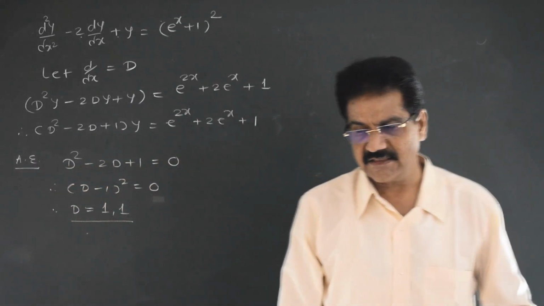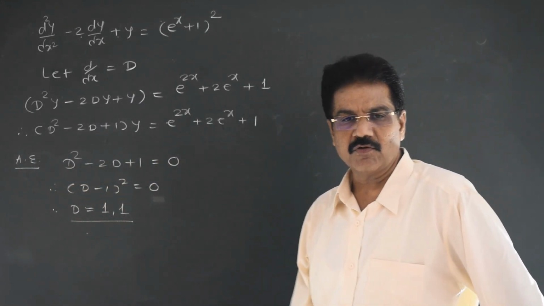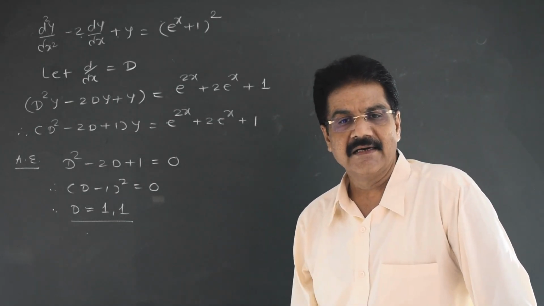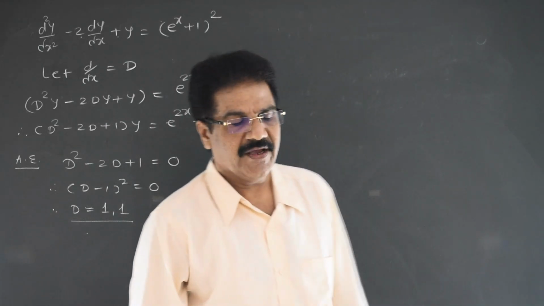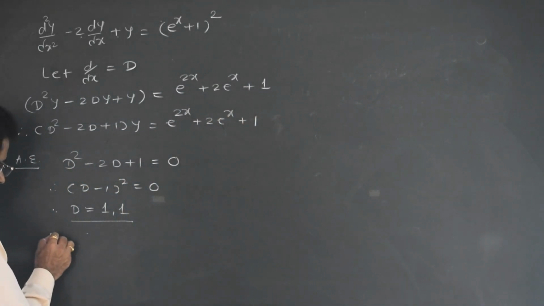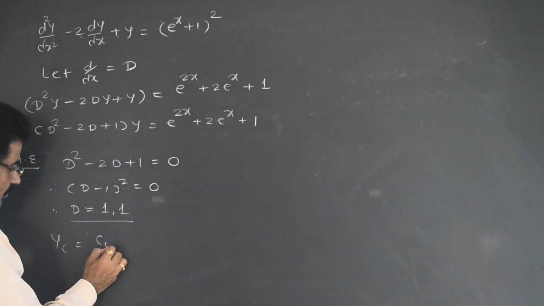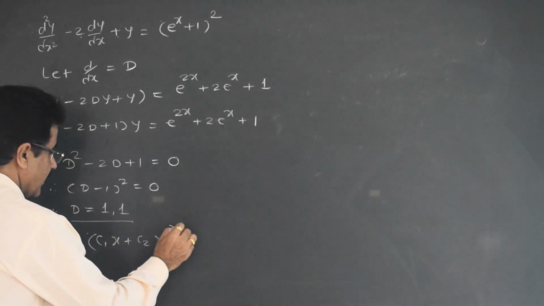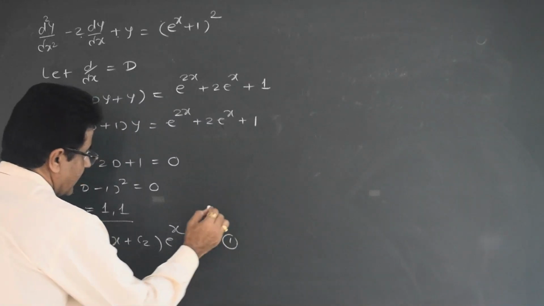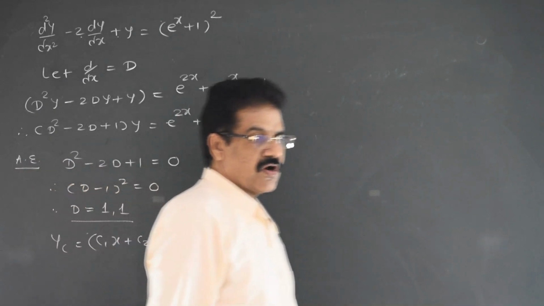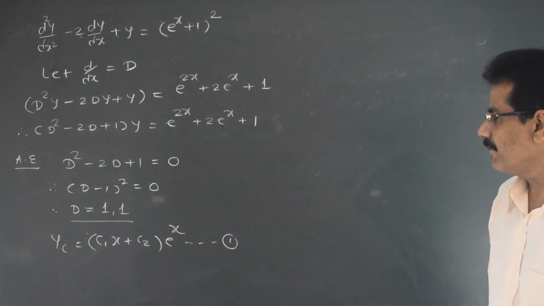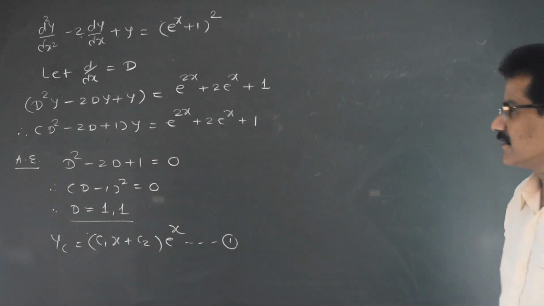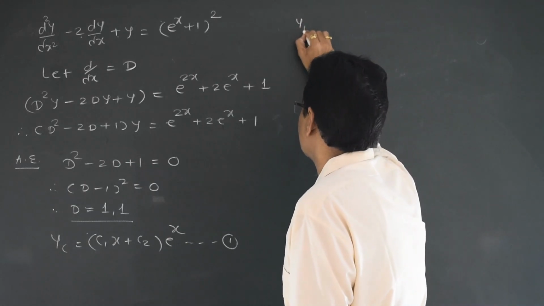Out of those 4 cases, it is now case number 2 of finding yc, and that is roots are real and repeated. So when the roots are repeated, we can write yc is equal to (c1x plus c2) into e^x. Let it be equation number 1. So half of the example is completed. That complementary function, yc, is now with us. We will find yp now.